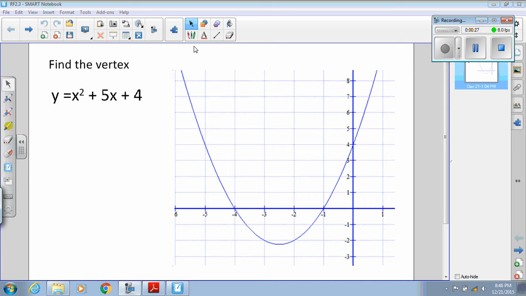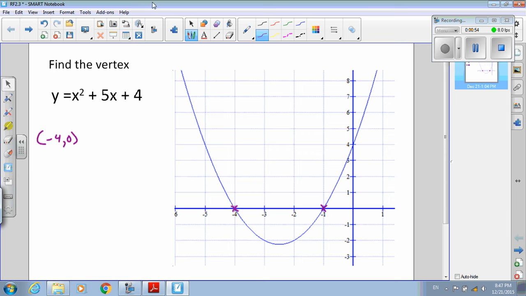find the summit. So let's start off by finding our x-intercepts, because x-intercepts are always points of symmetry from each other. So here our intercepts would be this value here and this value here. Those are my x-intercepts, so my x-intercepts are my roots, if you wish. They're (-4, 0) and (-1, 0).